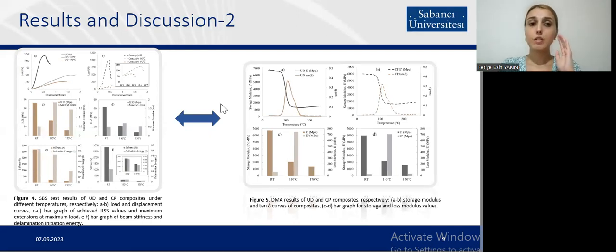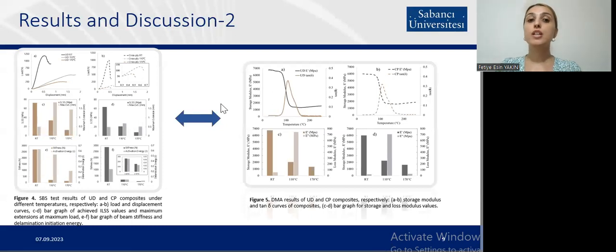In the left part, ACE belongs to the unidirectional, and the BDF part of figure 4 belongs to the cross-ply. And for the failure type, you can see the unidirectional shows shear failure at the higher temperature, whereas the cross-ply shows brittle failure at the higher temperatures.